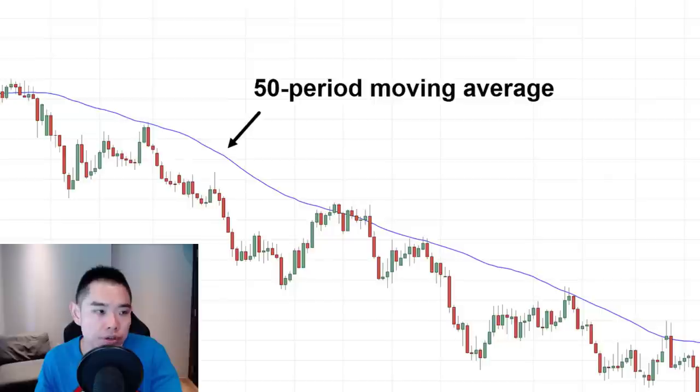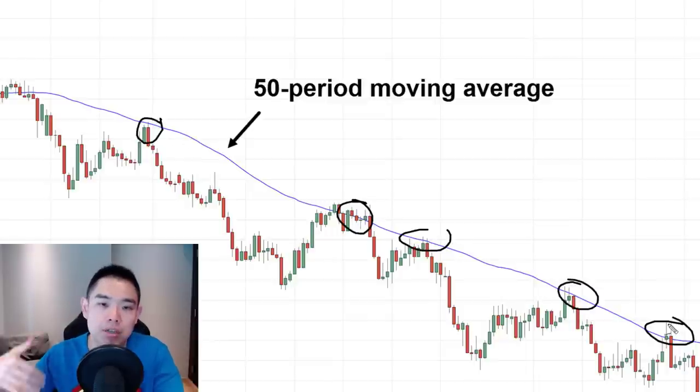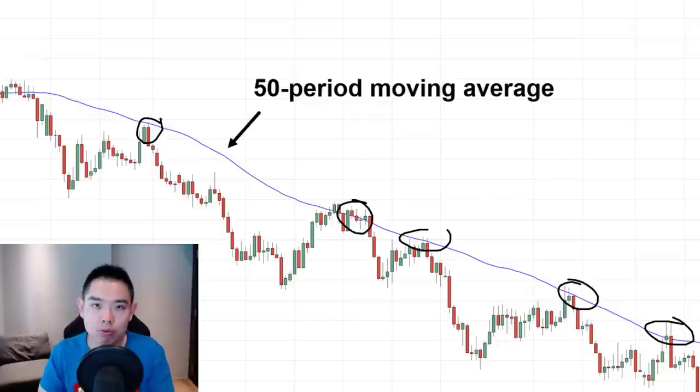Another example, this over here is the 50-period moving average. Notice how the market respects this particular moving average in this trending market condition. That's one time, two times, three times, four times, five times. Notice how the price bounces off the moving average nicely. And later on, I'll share with you how to know which is the best moving average to use.